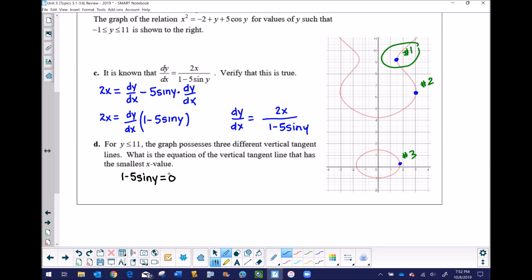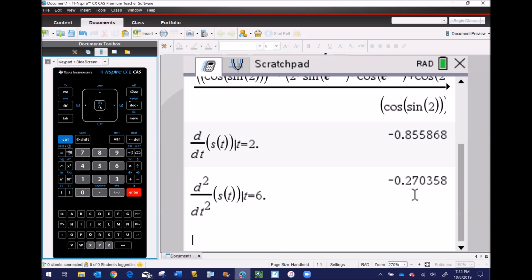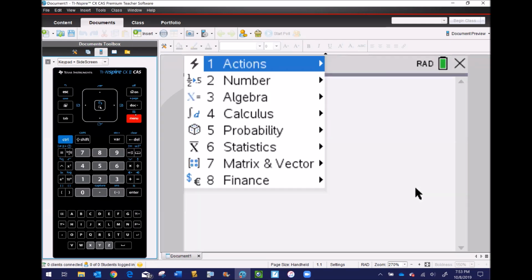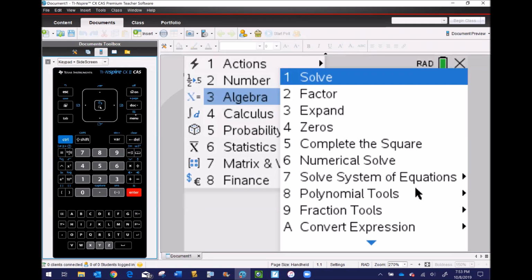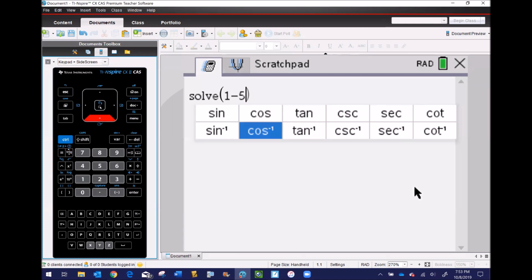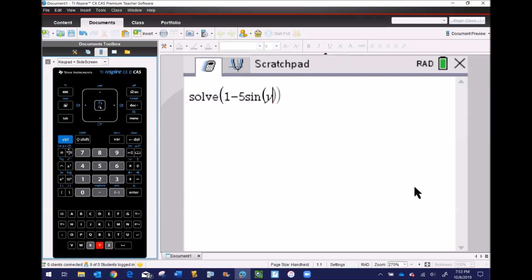Now I'm going to show you some interesting things on the calculator. Whenever you solve a trig equation in the calculator, things can get really weird. So let's take a look at this. I'm going to dock B and get all that cleared for you. Then we're going to go into menu, algebra, solve, and we're going to solve 1 minus 5 sine of y set equal to 0.